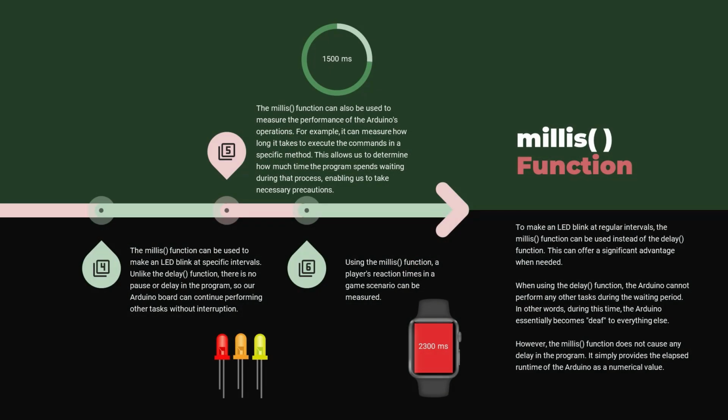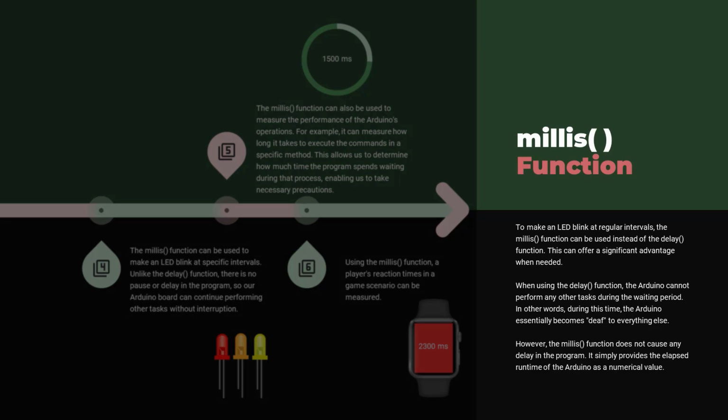To make an LED blink at regular intervals, we can rely on the Millis function instead of the delay function, and this choice can bring a significant advantage in many situations. When we use the delay function, the Arduino becomes unresponsive for the entire delay period. During this time, it's unable to perform any other operations, no matter how important they may be. It's like the Arduino enters a temporary standby mode, unable to react to anything else happening in its environment. This limitation can be problematic, especially in projects where the Arduino needs to handle multiple processes, such as monitoring sensors, controlling devices, or responding to user interactions.